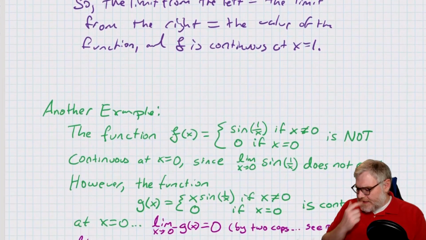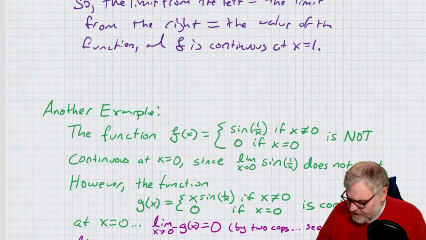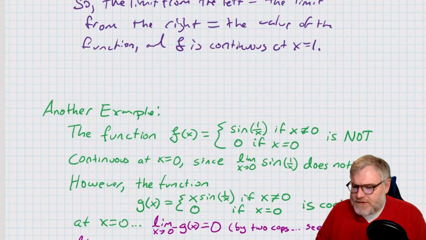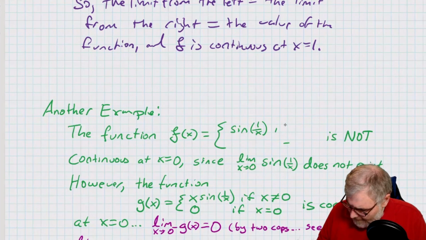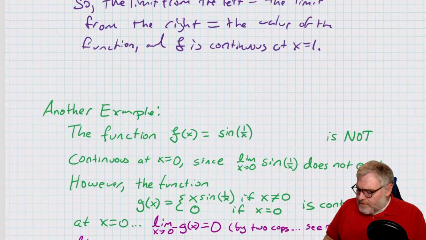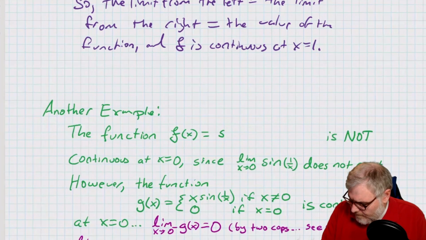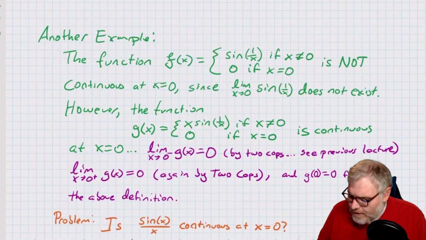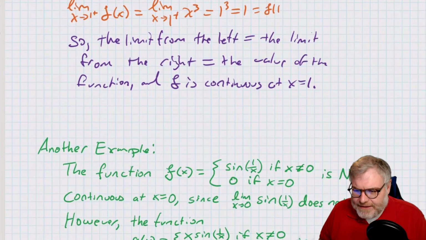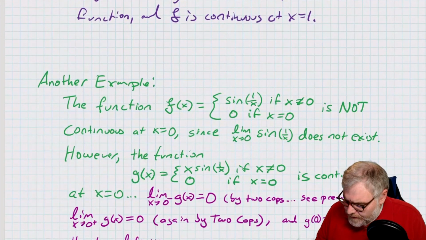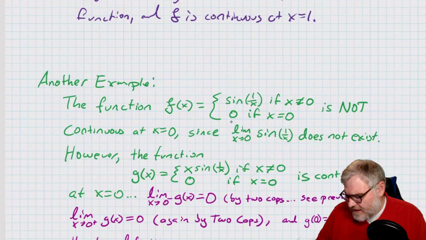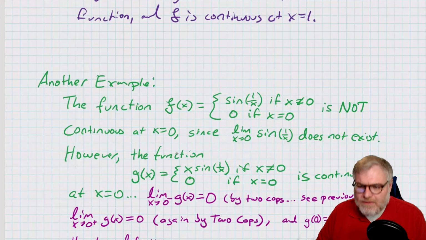All right, so another example. Oops, there's a mistake right here. So the function sine 1 over x is not continuous. Oops, that actually was right. So I had it right, and then I thought it was wrong, but it's not. So this function right here, f of x equals sine 1 over x if x does not equal 0, and 0 if x equals 0, is not continuous at x equals 0, because these limits don't exist.